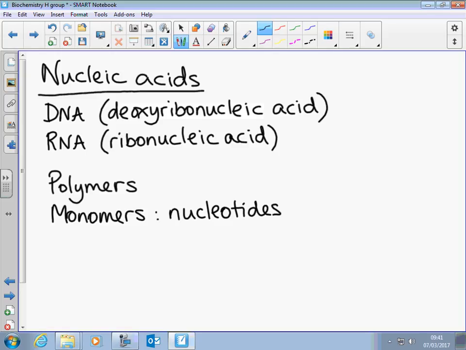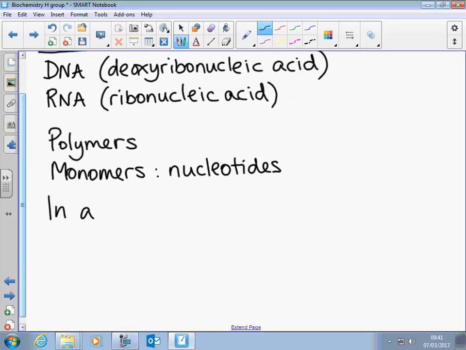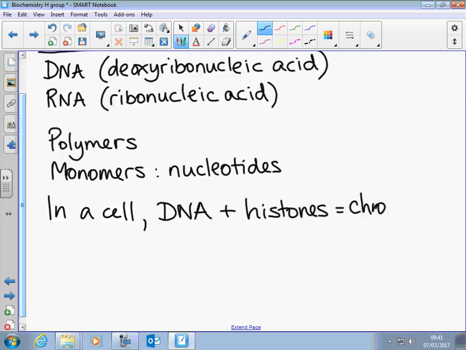So what we have in a cell, DNA plus, and we did this right at the beginning when we were doing cell structure, these proteins called histones, is the substance that we see in cells between divisions, and it's called chromatin. So when you looked down the microscope at your own cheek cells and you looked at the plant cells and you could see a nucleus and it might look like a little splodgy thing, those splodges are this stuff called chromatin. So it's not just DNA.